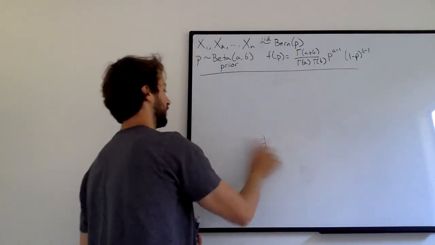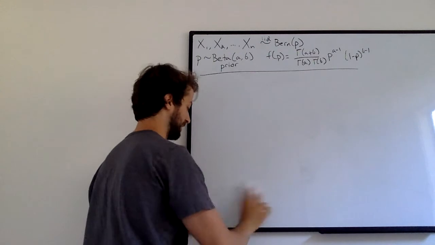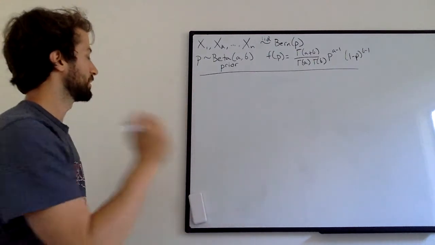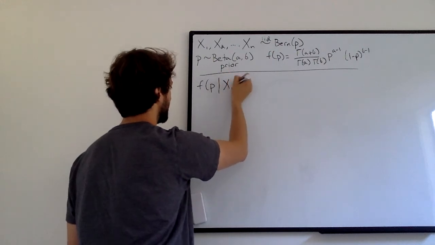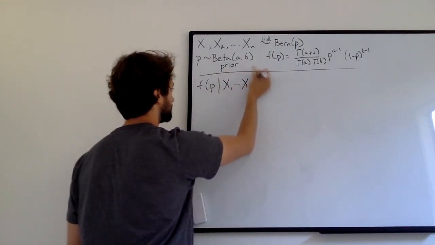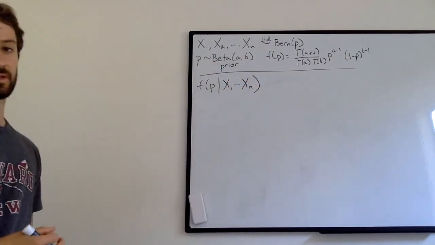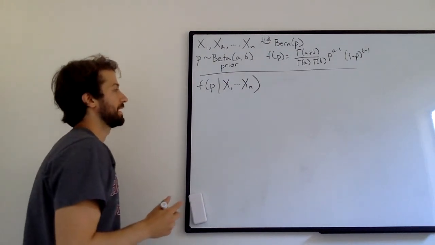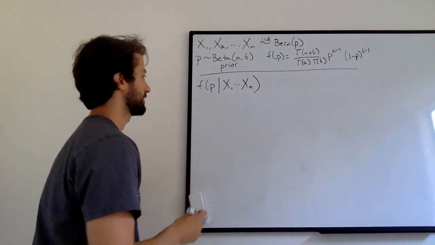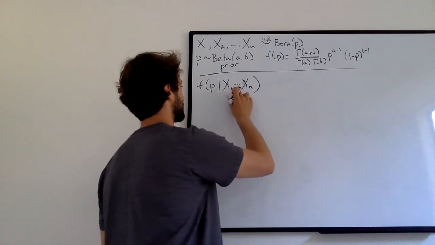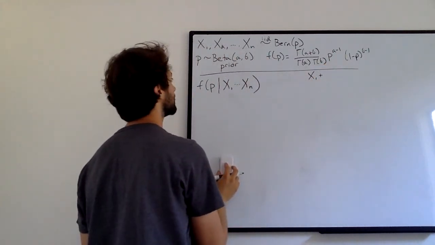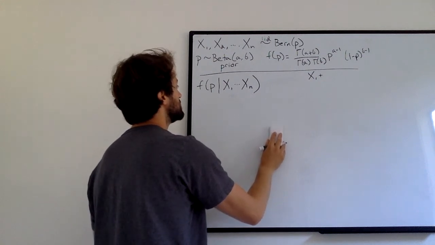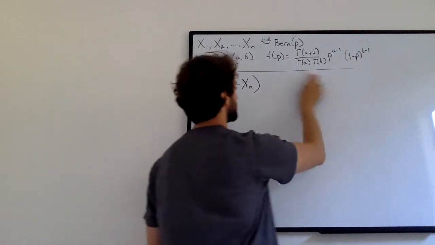So we want to learn more about p by observing the data. The way we do that is we say, what's the distribution of p conditioned on the data? Conditioned on the data. And for this section, just to make things a little cleaner, we're going to say x1 plus... I'll write it here, sure.